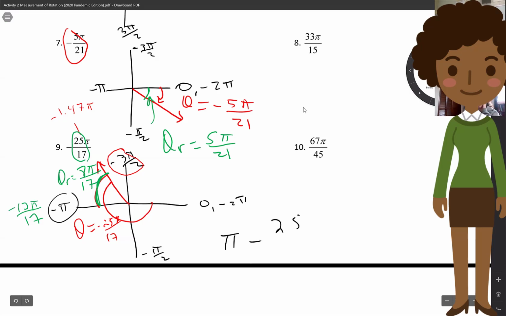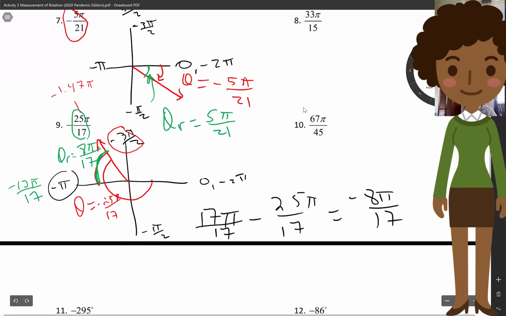Minus 25 over 17 pi. And then I just put this as 17 over 17 like that. See? And now I'm going to get a negative, but just turn it to a positive. Okay. Gotcha. Thank you. Awesome.